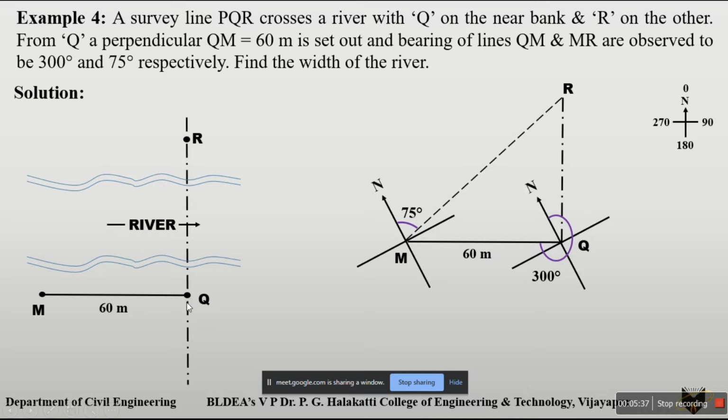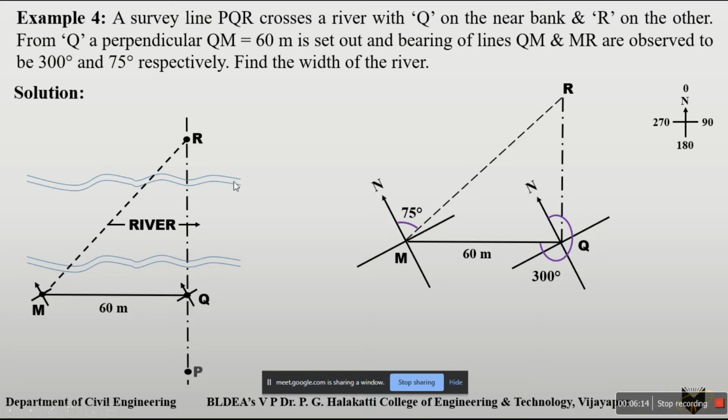Now I am considering the Q point and M point on the left side of Q, because if you consider this M point on the right side of Q, we cannot observe these 300 degrees and 75 degrees. So that's why here I am observing M as on the left side of Q. Clear? Next we have to find the width of the river, meaning the distance from point R to point Q. For solving this, there is a very simple method.